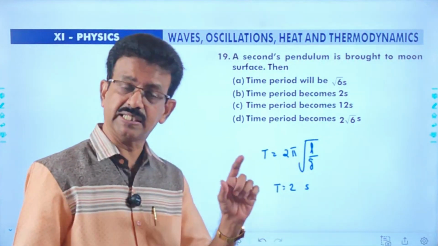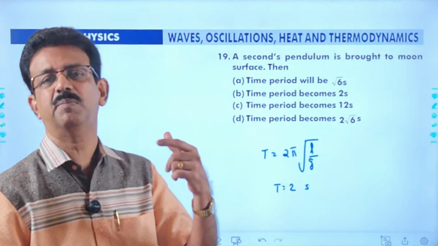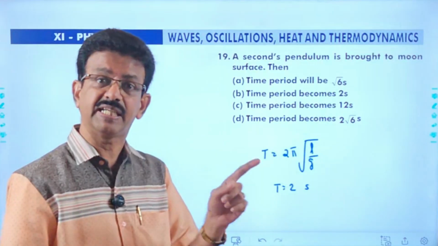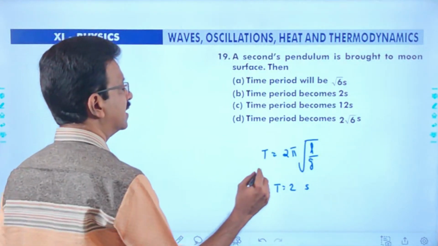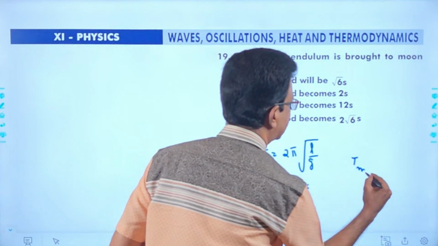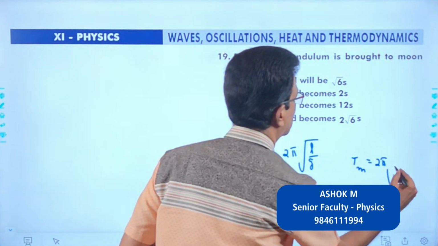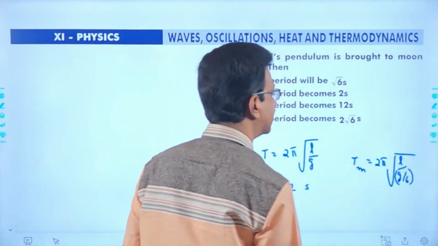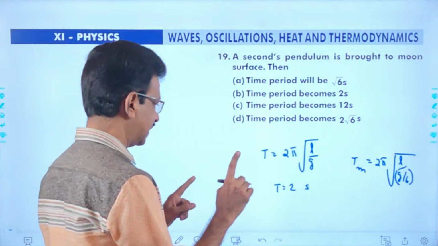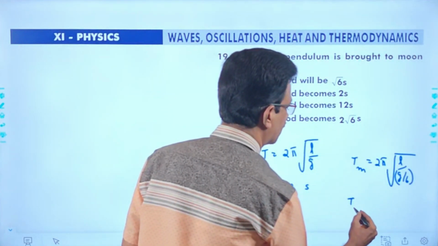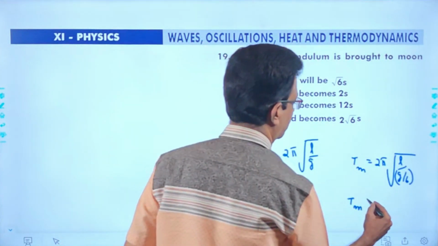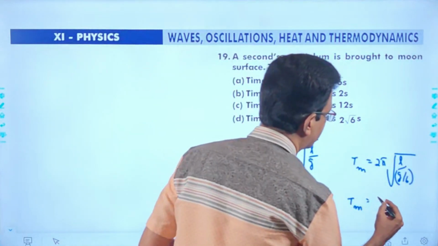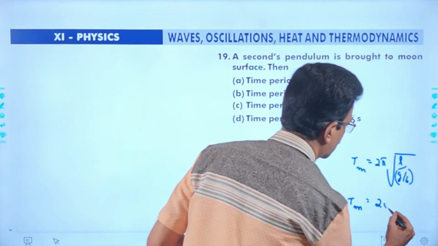If this same system, the same pendulum, is brought to the moon surface, there the G value is 1/6 of the G value on Earth's surface. Therefore, at the moon surface, the expression becomes 2 pi root of L by G by 6. G value is only 1/6 of its value on Earth's surface. Therefore, if the time period is 2 on Earth's surface, at the moon surface it becomes 2 root 6.